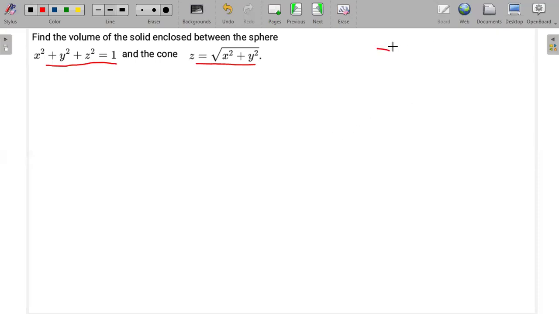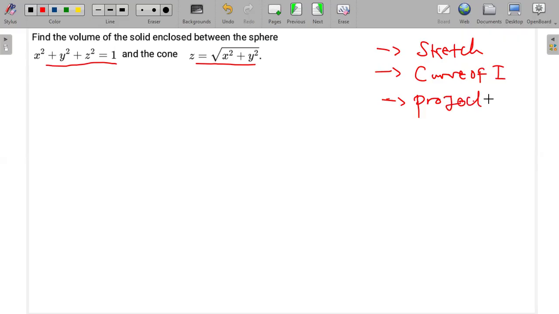The first one is that we have to sketch these surfaces. After we sketch the surfaces, we have to find the curve of intersection of the two surfaces. And then once we find this curve of intersection, we are going to project it onto the XY plane, or the floor.